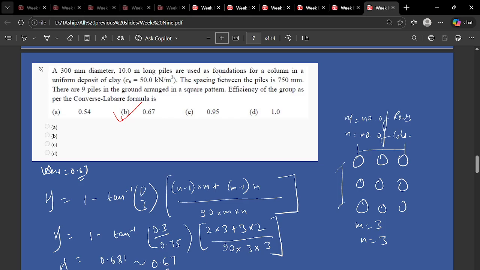So efficiency of the pile group is basically how much together all your piles can resist the upcoming load, as compared to when all the 9 piles are taken with their individual capacity. So that particular ratio basically gives the efficiency of the group.